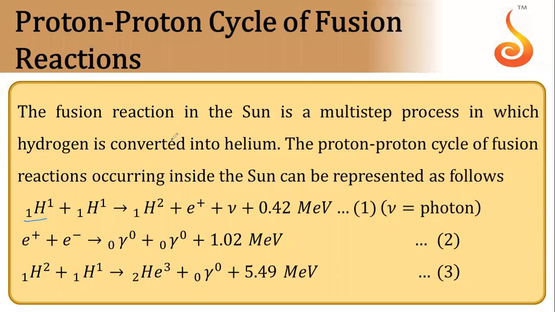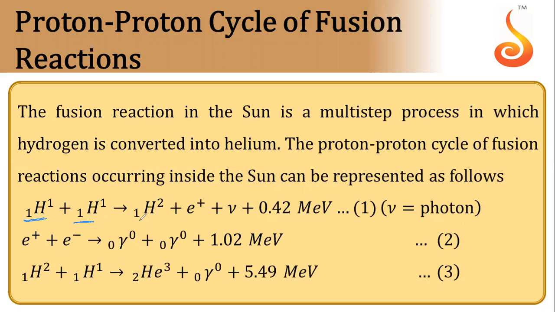Hi, this is the proton-proton cycle of fusion reaction. These reactions happen in the sun, because of which a very large amount of energy is produced, and in this process hydrogen is eventually converted into helium. In the first step we have two hydrogen particles, hydrogen nuclei.